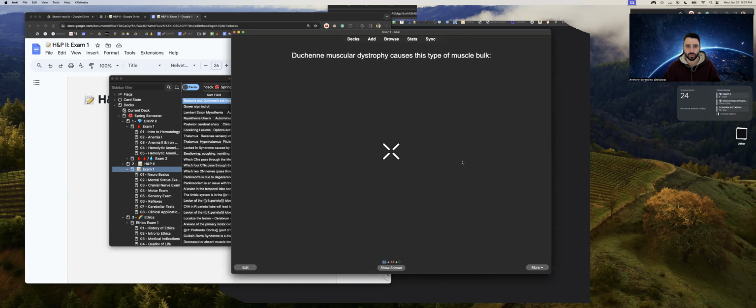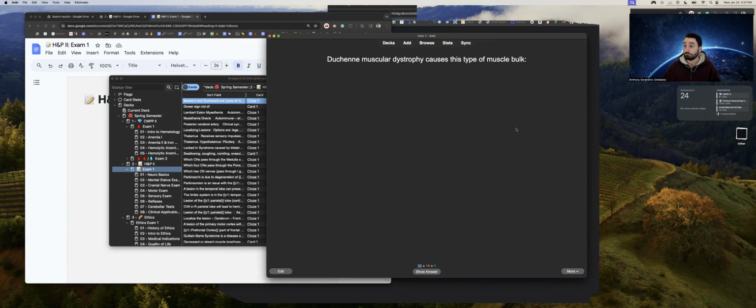Good. Duchenne muscular dystrophy causes this type of muscle bulk. Pseudo, maybe? I don't know. It is pseudohypertrophy. It was a lucky guess.